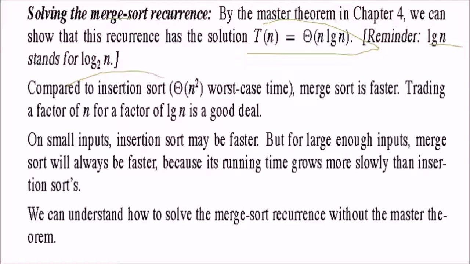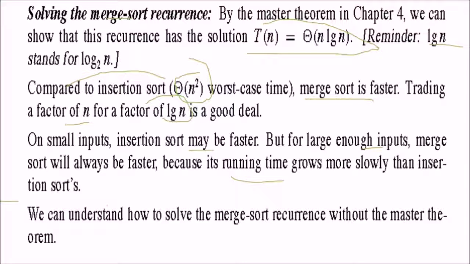And compared to insertion sort, which was giving order of n squared growth in the worst case, merge sort is quite fast. So trading a factor of n for a factor of log n is a very good deal. In smaller inputs, insertion sort may be faster, but when we are talking about large inputs, merge sort will always be better because its running time grows more slowly than insertion sort.